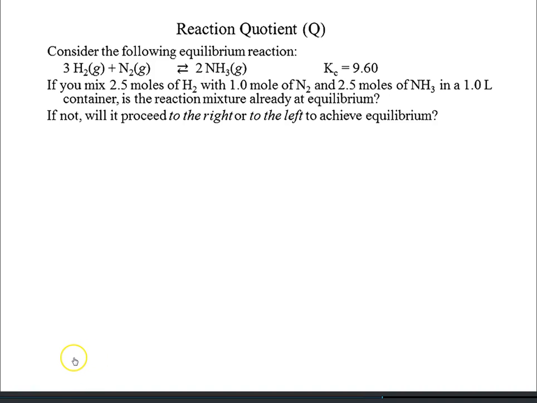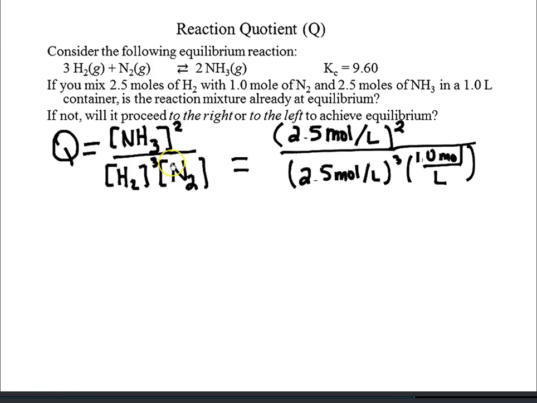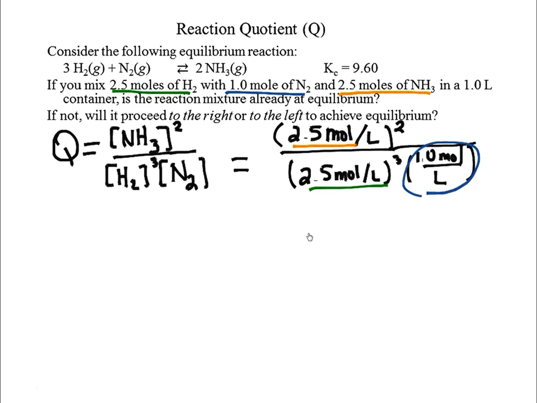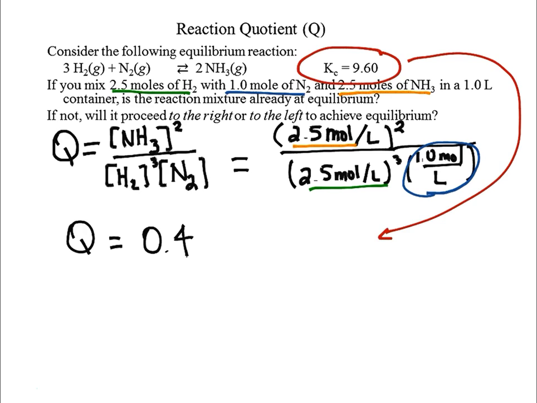So in this calculation, you just plug in the values that you're given to the Q expression. You should always start by writing the Q expression, otherwise you're going to forget to square it or to cube it. So we plug those numbers in. Remember, the brackets are molarity. So if this were not 1 liter, you would have to divide by the volume, right? We're dividing by 1 liter here. Q equals 0.4. We compare that to K, which is 9.60. Q is less than K.